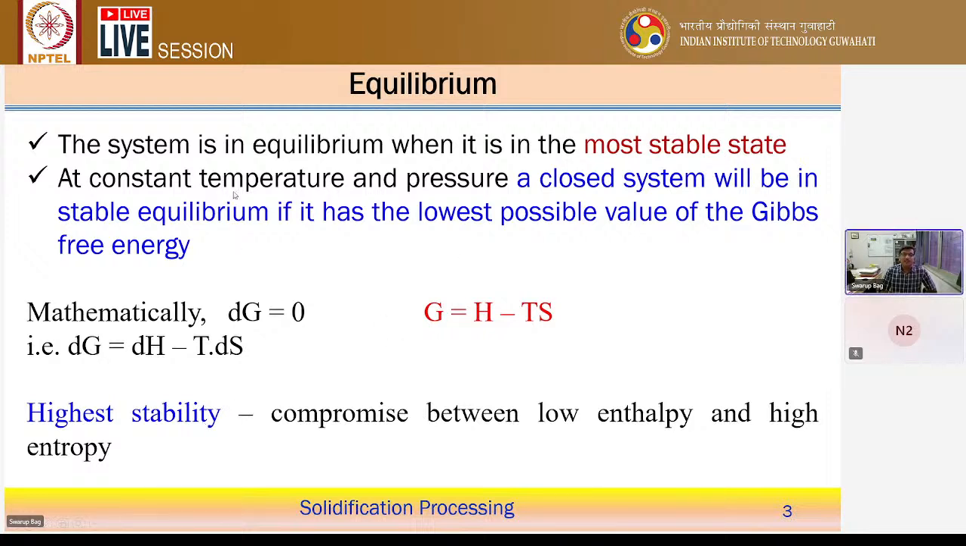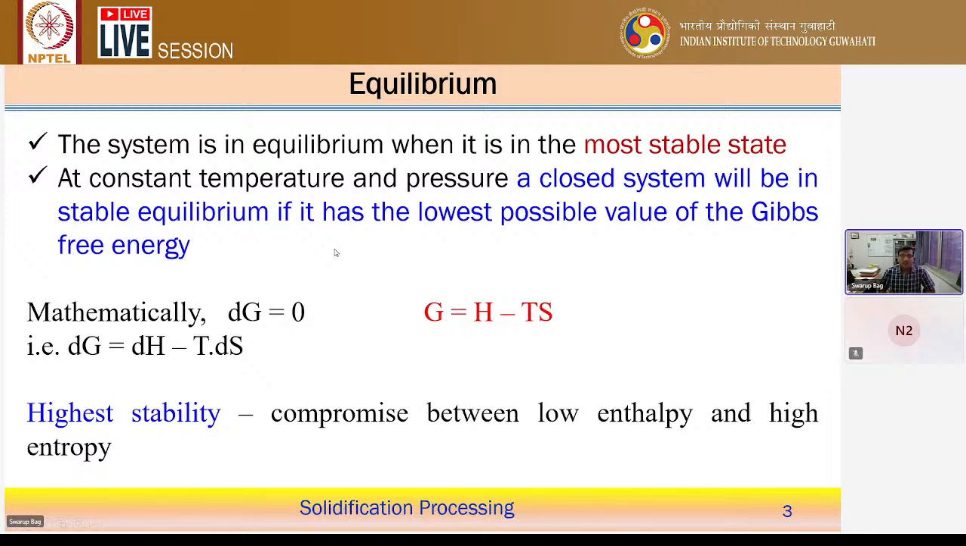Here I can see that when the system reaches stable equilibrium conditions, or I can say a local equilibrium condition, then the change of the Gibbs free energy, dG, should be 0. It means that it is locally reaching the equilibrium conditions of the thermodynamic system.